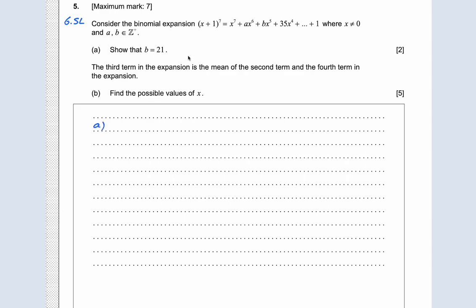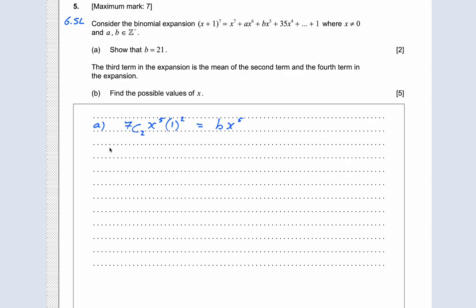So to show that b equals 21, well, this term will be our 7 choose something. X has to be to the power of 5, and then 1 would be to the power of 2, and then it would be 7 choose 2. So this is equal to bx to the 5. That is our term in x to the 5 of this expansion.